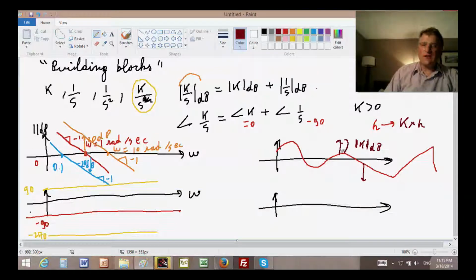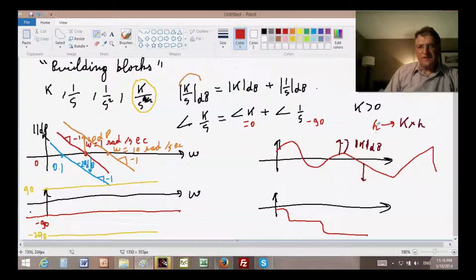So when k is greater than 1, that moves the curve up, but otherwise keeps the shape the same. When k is less than 1, then it moves the curve down, but otherwise doesn't change the shape. And for the phase, the story is the same. The phase is the original phase of the transfer function, shifted by whatever is the phase of k, which is 0 if k is positive, but which is 180 degrees if k is negative.